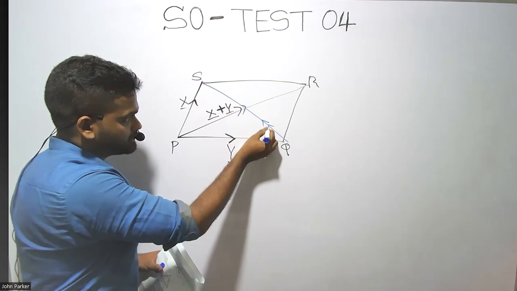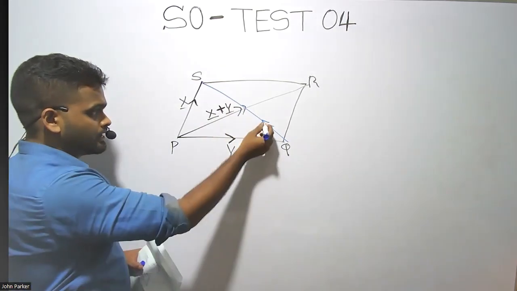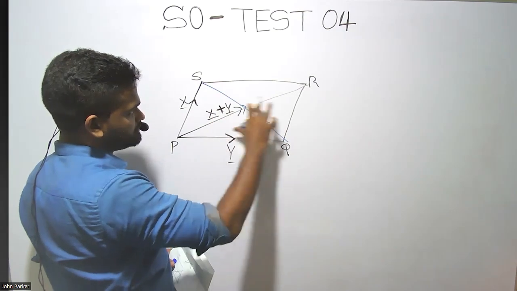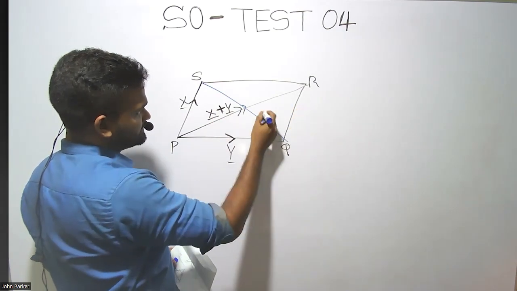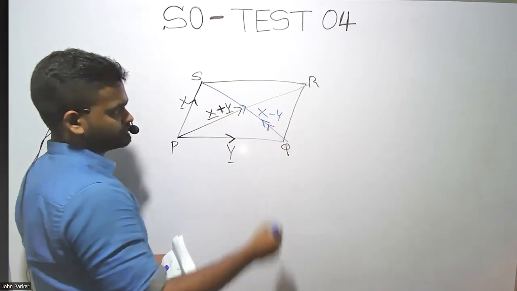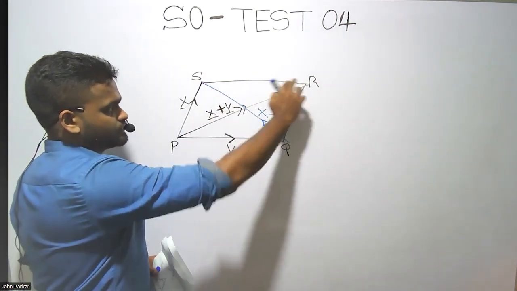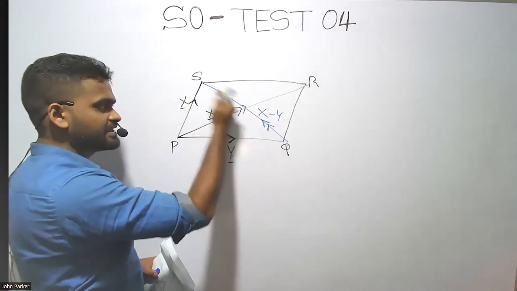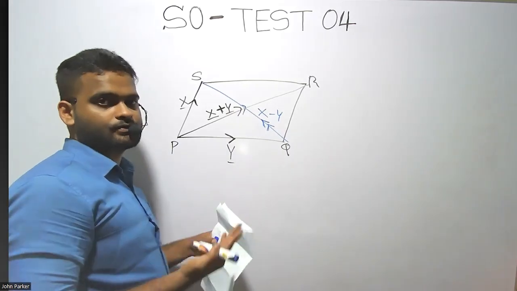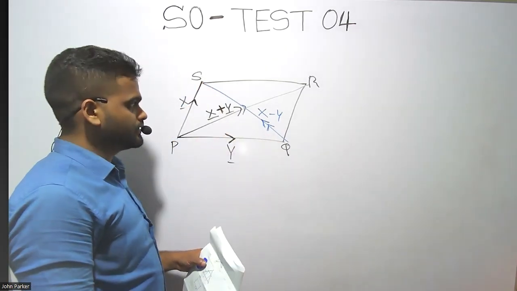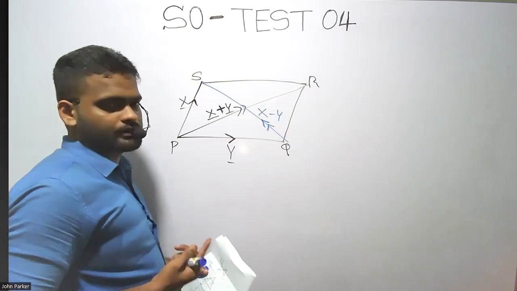remember this, right? It will be useful. This diagonal shows us X minus Y. Got it? This diagonal shows us X plus Y. Another diagonal shows us the difference of those vectors. This shows us the sum of those vectors. Okay? Actually, we can prove this one.